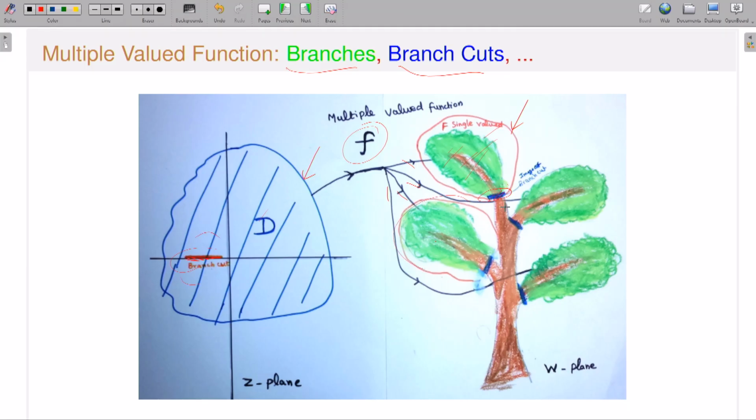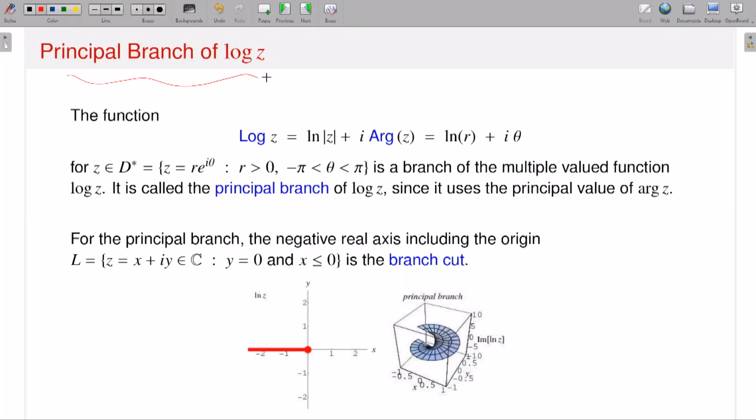So similarly here. Pictorially I tried to visualize that this is my z plane, this is my w plane. You have a multivalued function, so you can pick one single valued function, and I will say that single valued function is a branch, provided I have to take out some portions of my domain, and that is actually called the branch cut. So this is how you can picture it. Okay, so this is the principal branch of small log, with some properties.